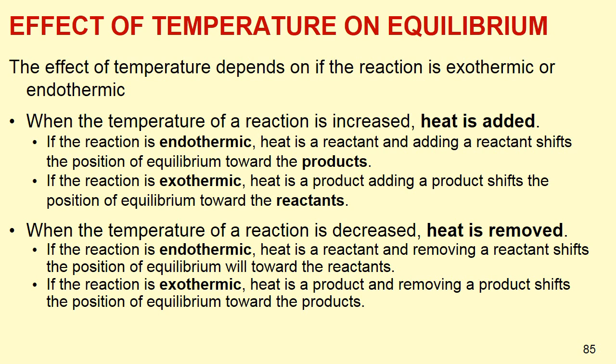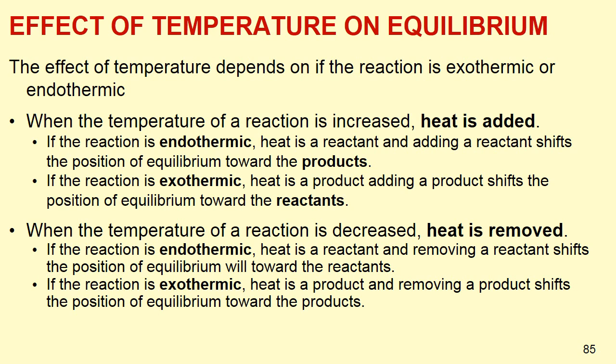So the reverse is true if we cool something. If it's endothermic and we cool it, it will shift toward the reactants to try to get more heat out. So if we're removing a reactant, it will shift toward that side. If it's an exothermic reaction, again, heat is a product, and if we cool it down, we're removing a product, and so the equilibrium will shift toward the right.